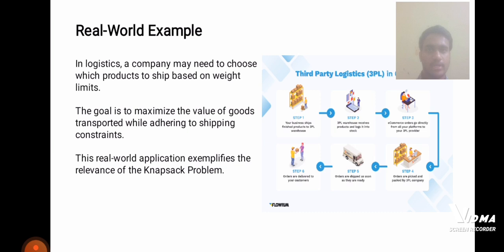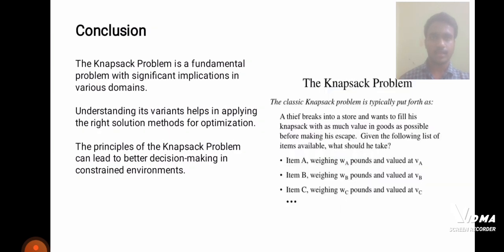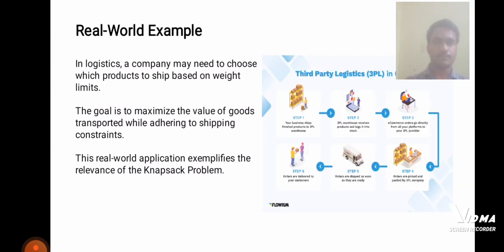Real world example. In logistics, a company may need to choose which products to ship based on weight. The goal is to maximize the value of goods transported while adhering to shipping constraints. This real world application exemplifies the relevance of the knapsack problem.